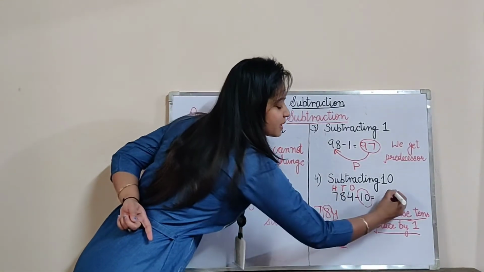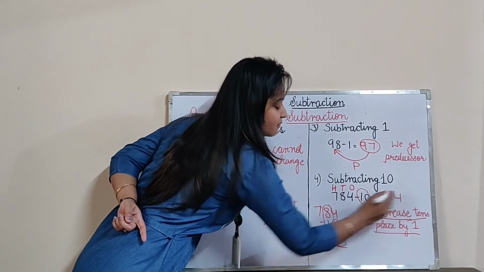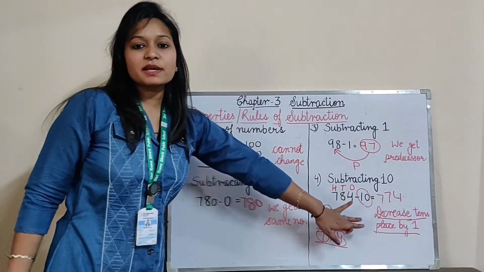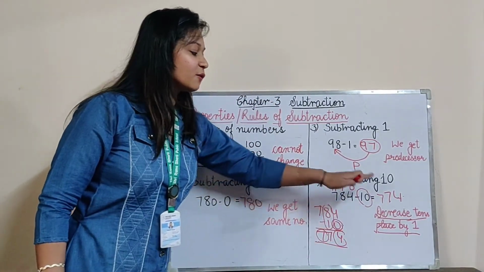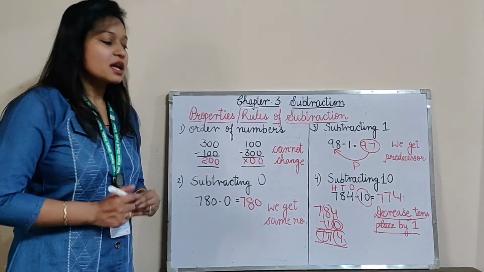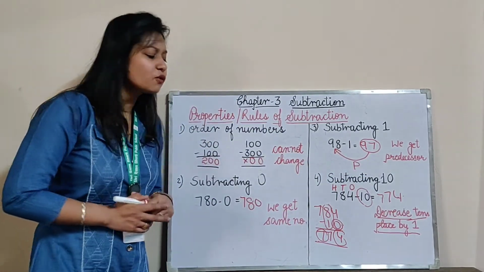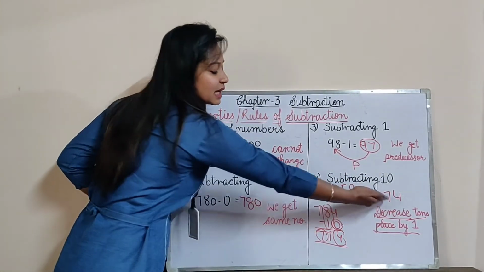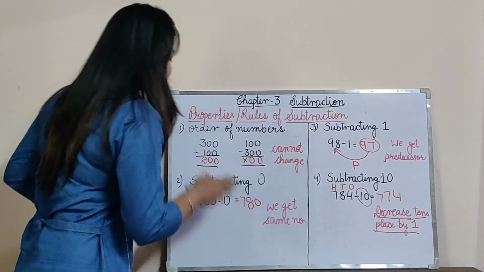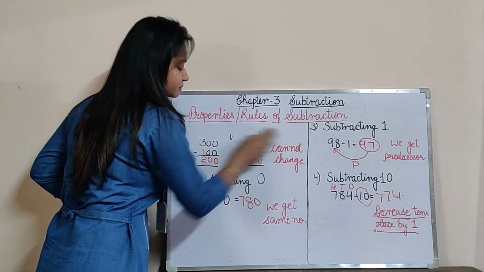It means the ones place will remain the same and the tens place from 8 will become 7, and here it will remain 7. So decrease the tens place by 1. 784 minus 10 became 774. See how easy it is. We can directly do it from the question. We need not show this thing. So let's move to the next property of today, that is subtracting 100.